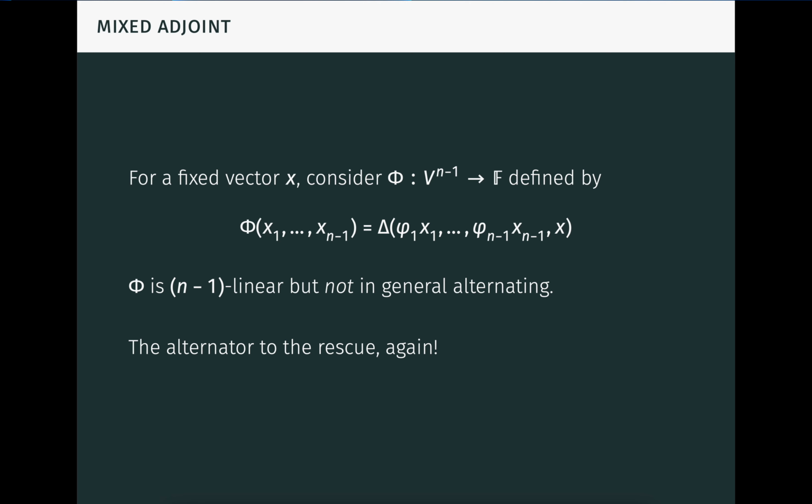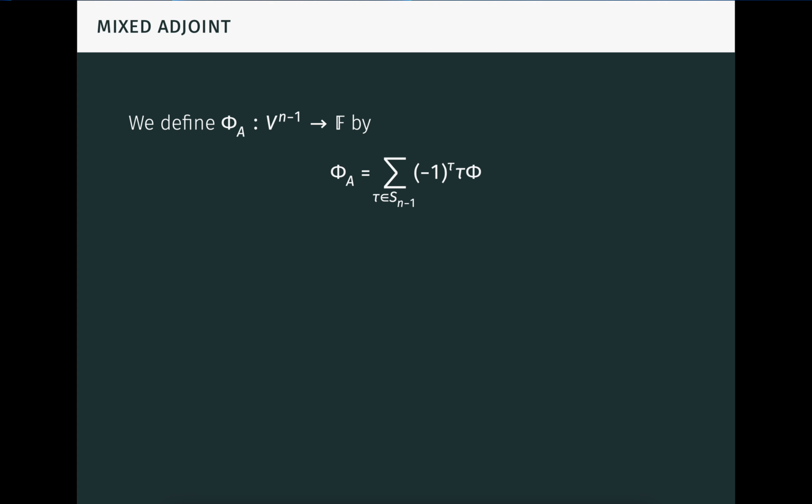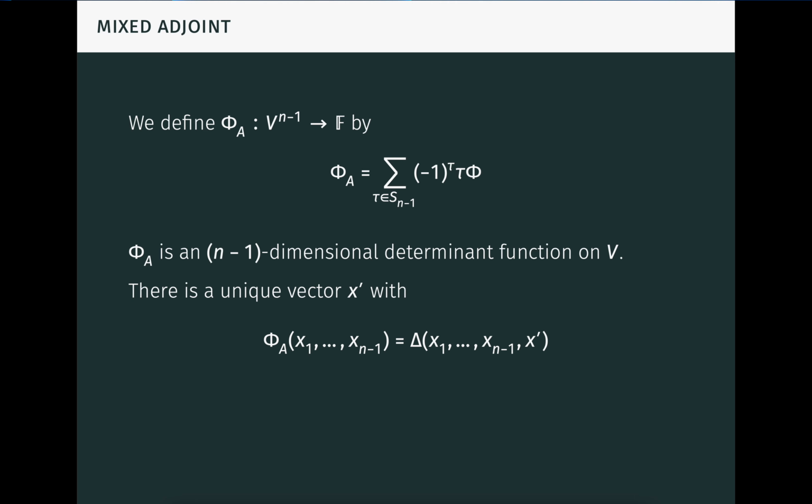Again, we can solve this problem using the alternator. We obtain an alternating function big phi a by applying the alternator to big phi, which sums over all signed permutations of big phi. Since big phi a is multilinear and alternating, it's an n-1 dimensional determinant function on V. Again, we know there is a unique vector x prime satisfying the equation seen here for all vectors x1 to xn-1. We write x prime as adj phi1 to phi n-1 x. It follows that adj phi1 to phi n-1 is a linear map uniquely determined by phi1 to phi n-1.